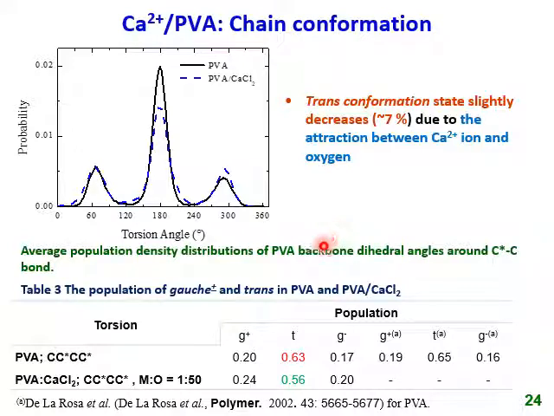In the case of population for both gauche plus and gauche minus conformations, both of them are slightly increased, around 3 to 4% relative to those of unmixed PVA, while the trans state slightly decreased by about 7%. So this indicates that the Coulombic interaction between calcium ion and oxygen tends to pull segments of the chain together to adopt more gauche conformation in the backbone.